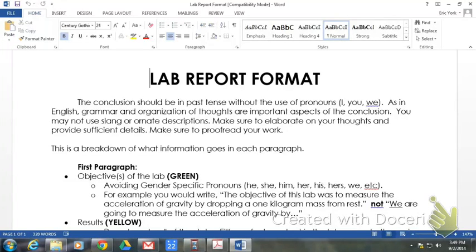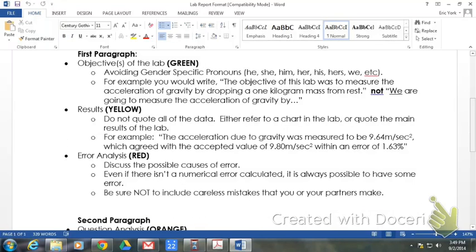Alright, so I'm going to walk you through a little bit on how to write a lab report to go along with the lab. So go ahead and take out this lab report. It should be on page 4 of your interactive notebook. Okay, we're going to do this one paragraph at a time, so let's look at the first paragraph.